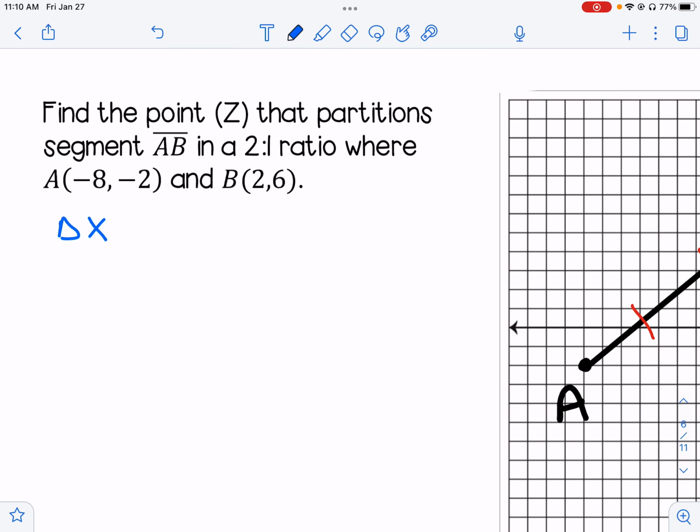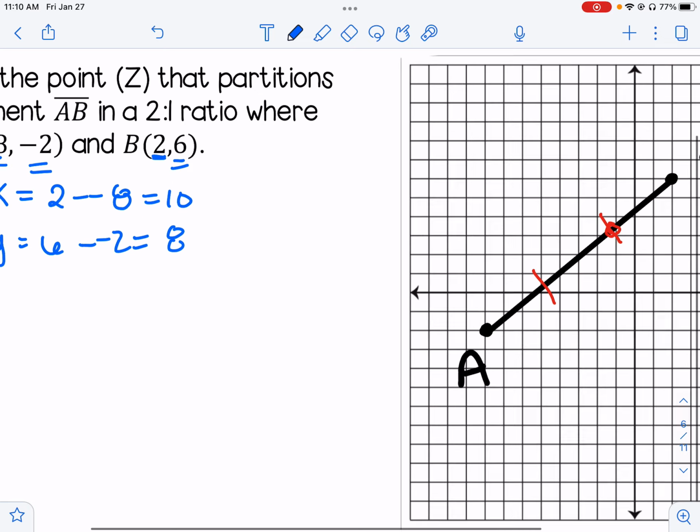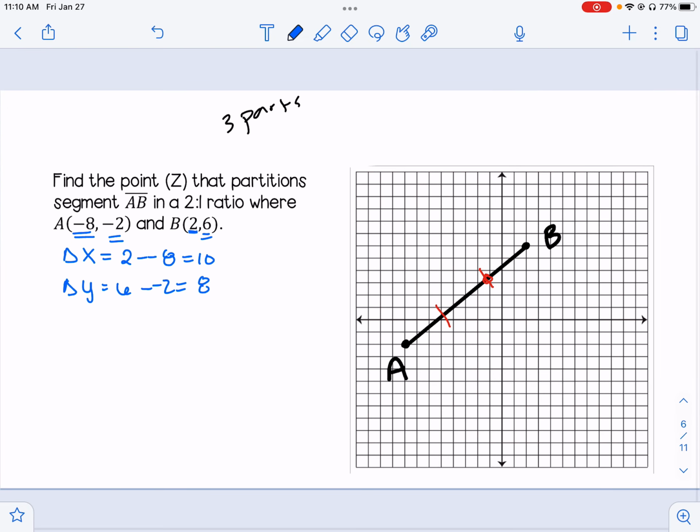Algebraically, our delta is just subtracting the two. So I'm going to do 2 minus -8, which gives me 10. And in the y's, I'm going to do 6 minus -2, which gives me 8. What that is really telling me here is that in the x direction, I went over a total of 10 spaces. And in the y direction, I went up a total of 8 spaces. That is my total change to go from A to B.